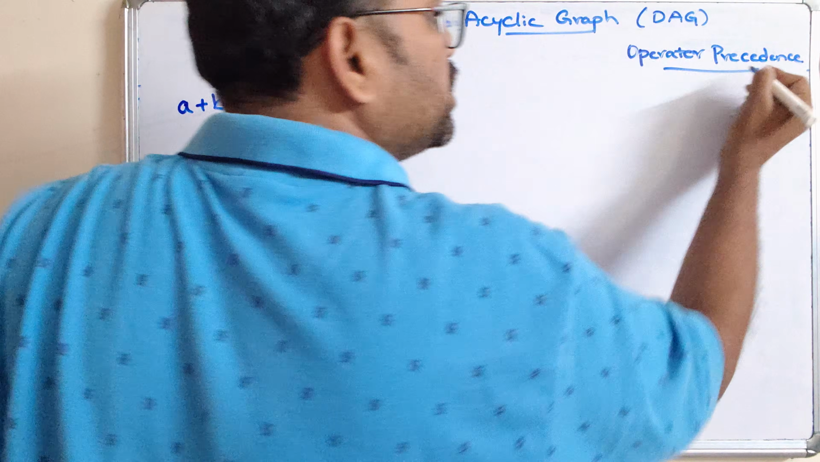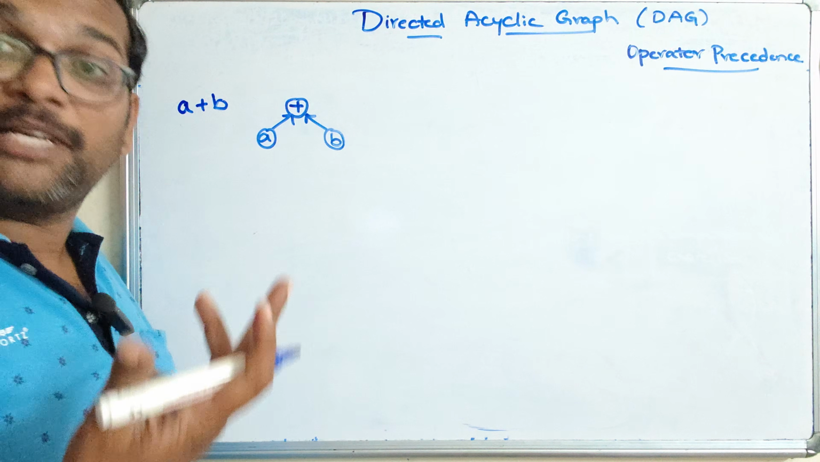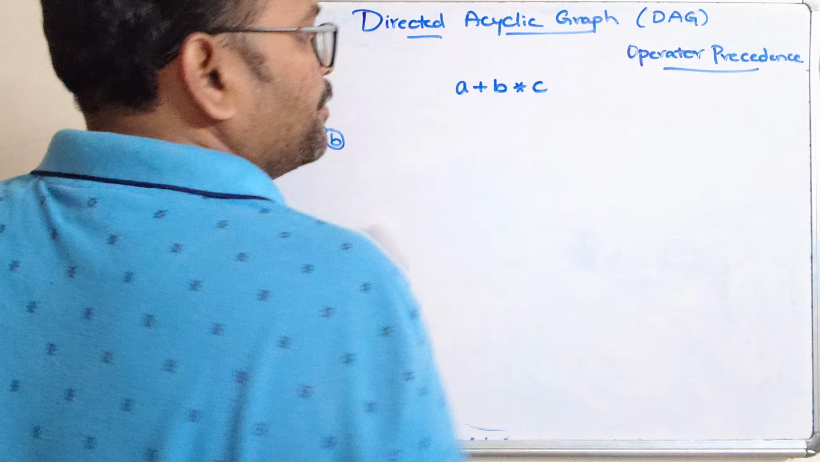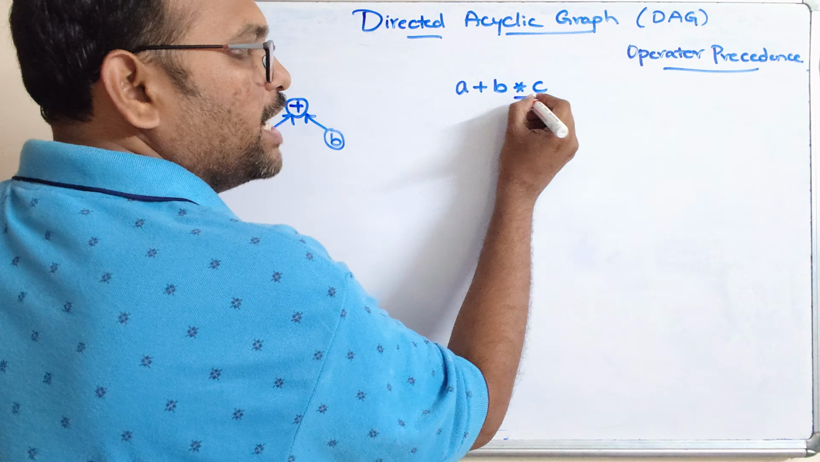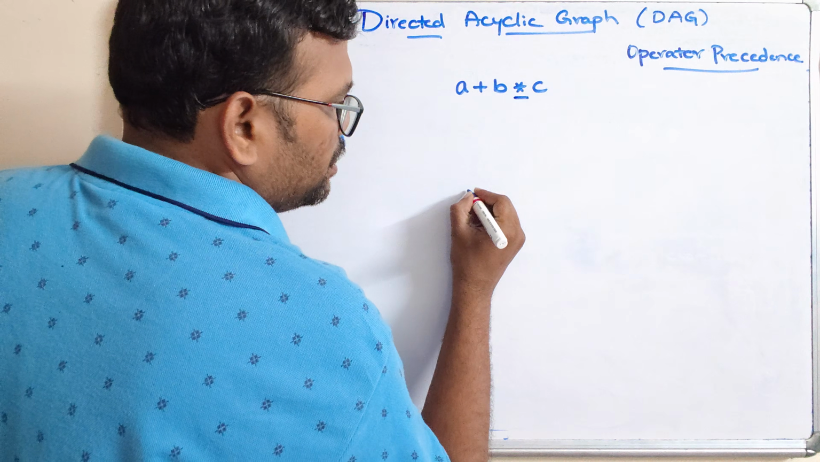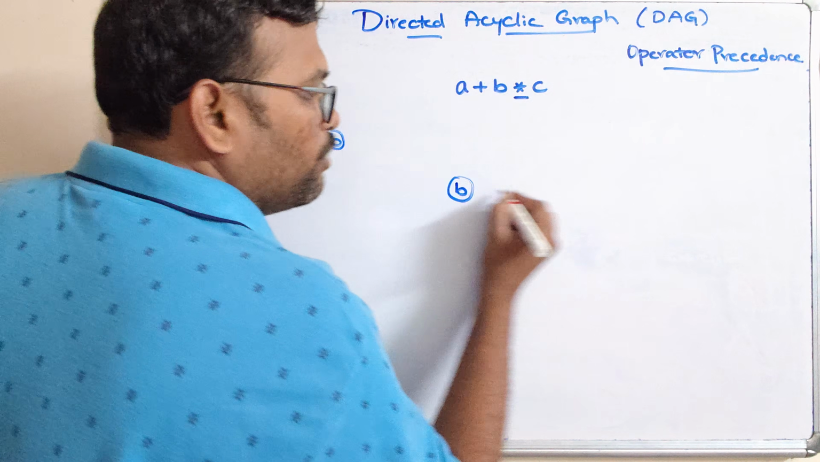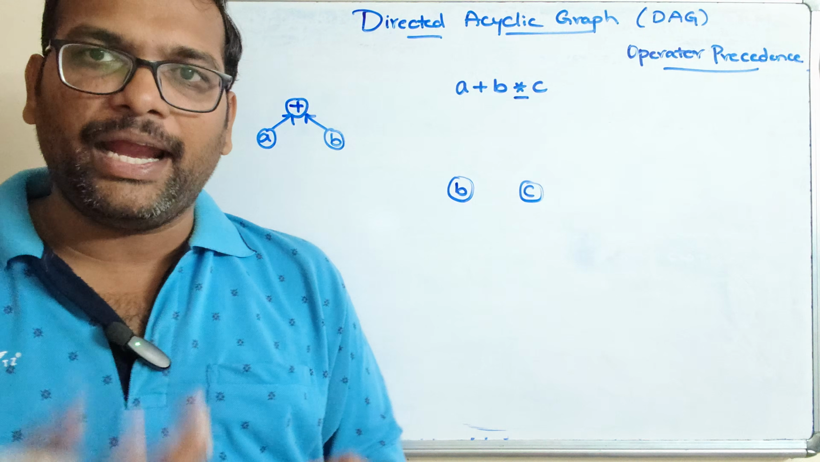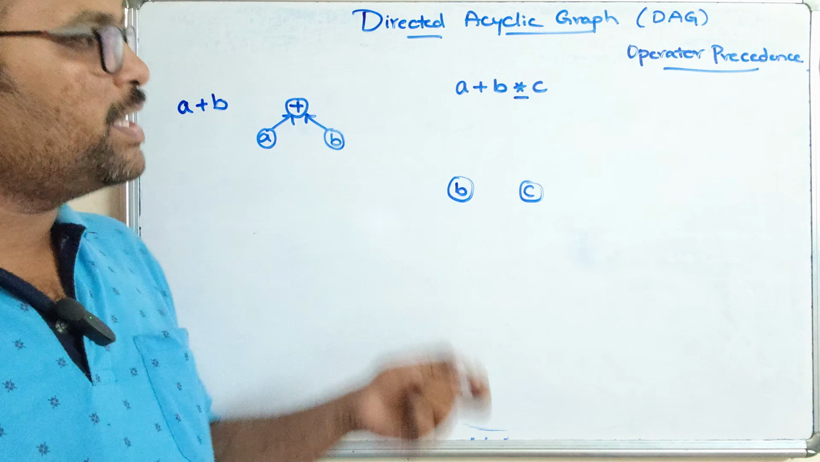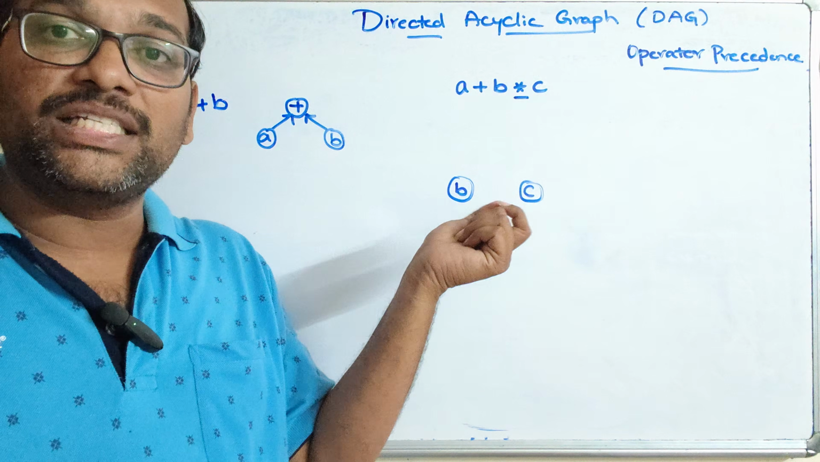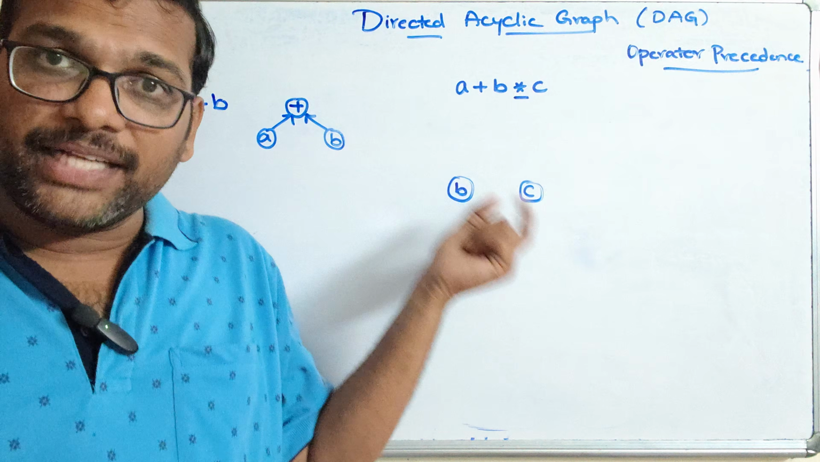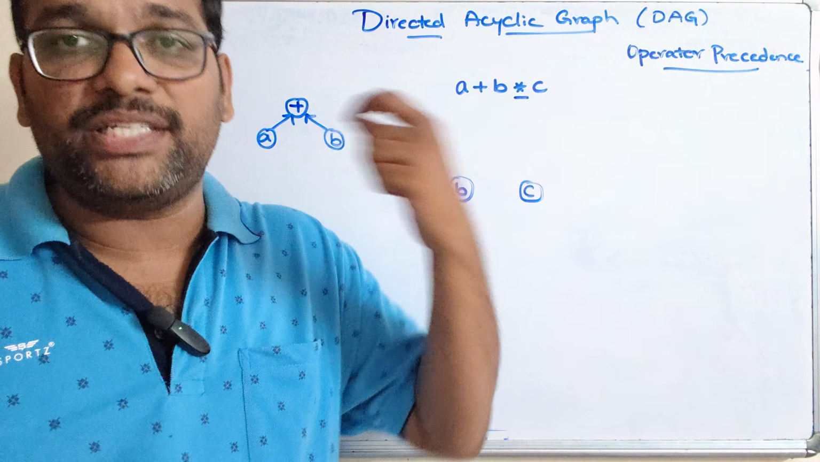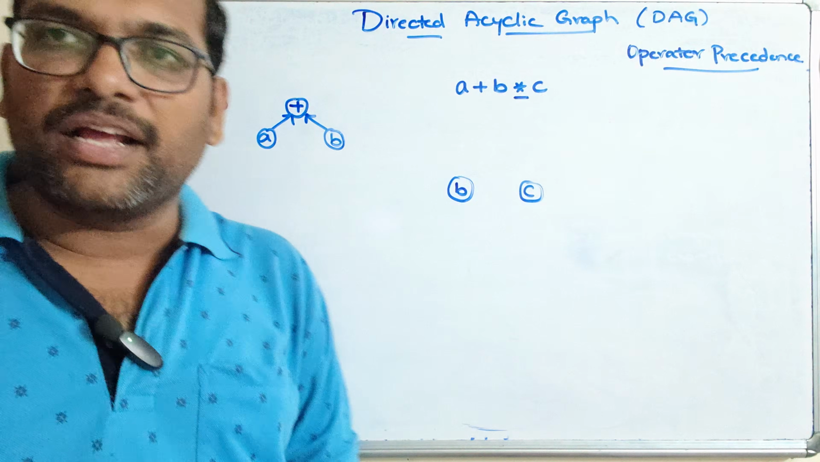Precedence: which operation or expression should be performed first. For example, take A plus B into C. In this expression, the star has the highest precedence. So first create one node for B and one node for C. The rule is: whenever you create a new node, check whether a node with the same value already exists in the tree. If it exists, you can reuse that node, and if it doesn't exist, or if the value has changed, you create a new node.